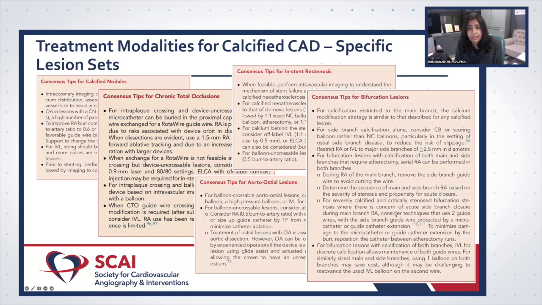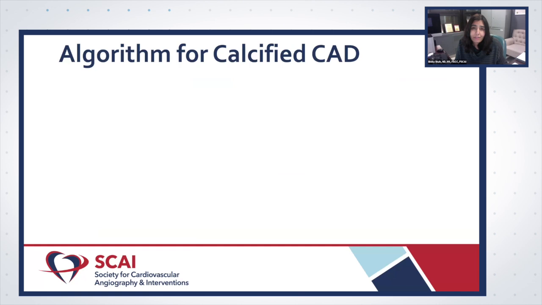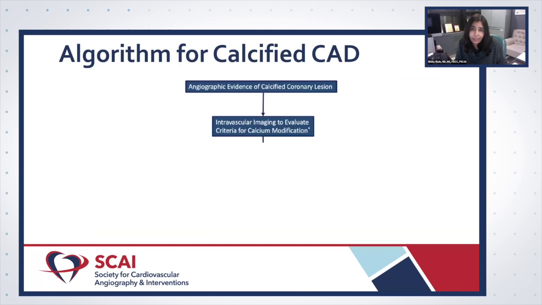And as well as consensus tips for bifurcation lesions. All of these tips that we highlight went through several rounds of surveying the group until there was a clear consensus among the authors on which tips to include. And then finally, we created an algorithm for calcified CAD.